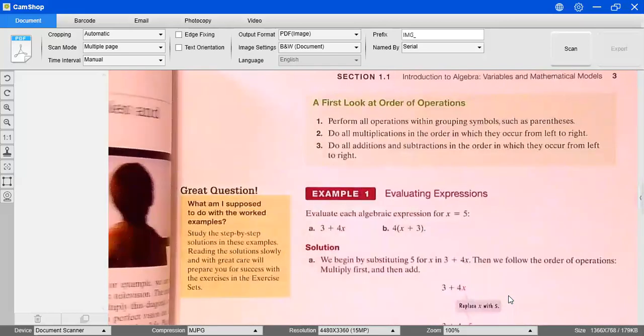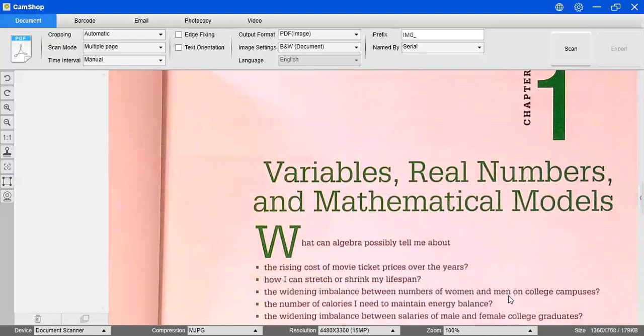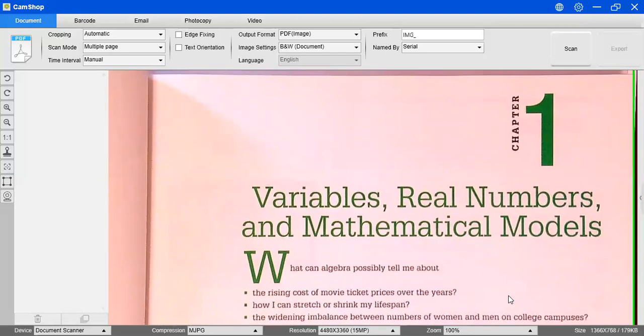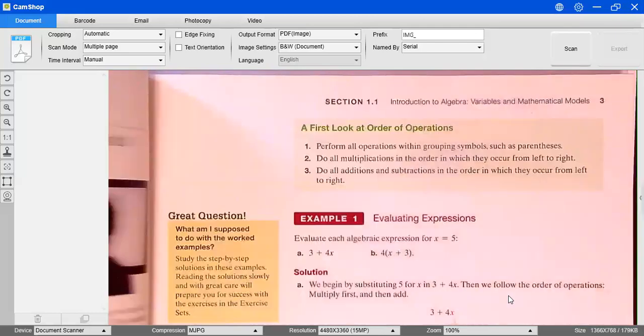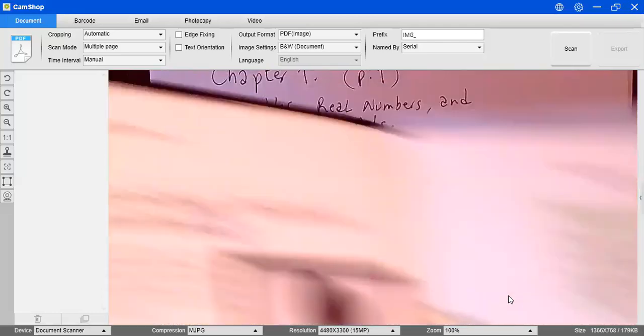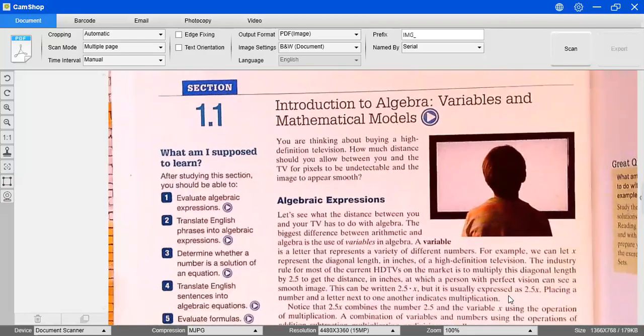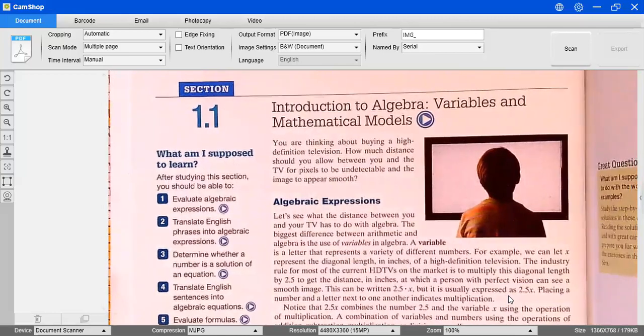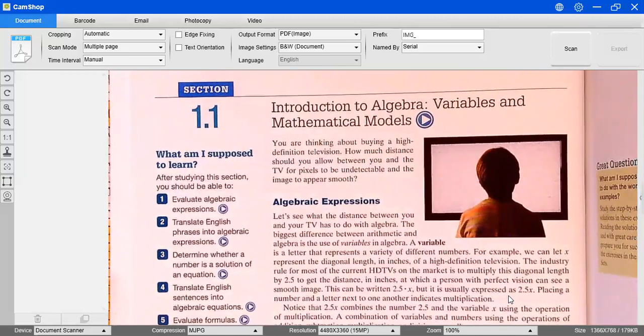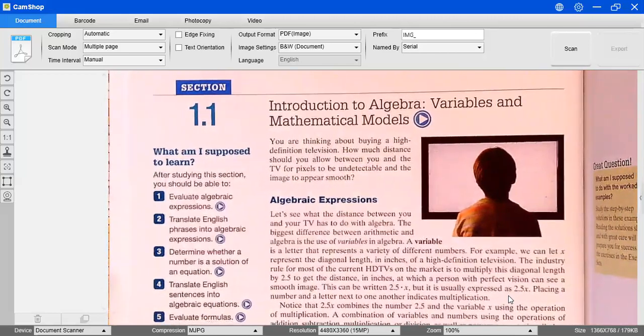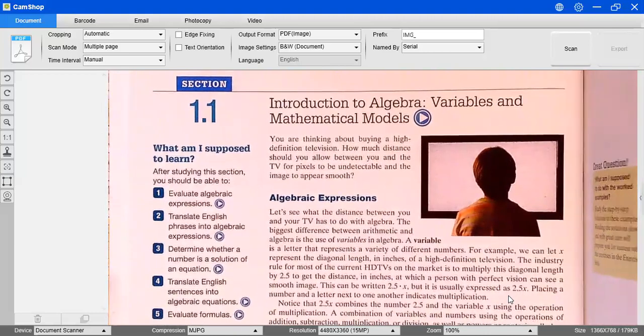In your book, page 1, chapter 1 is about variables, real numbers, and mathematical models. And we're going to start right away with section 1.1. Section 1.1 is Introduction to Algebra, variables, and mathematical models. So this is going to be on page 2.